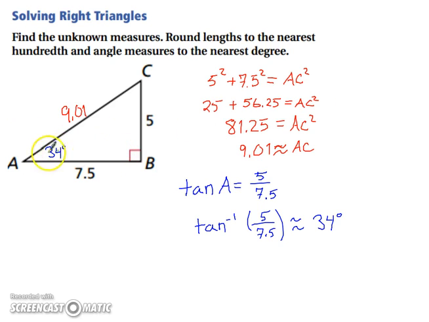Since we have two measures of our right triangle, we can simply take 90 and subtract 34 to get our angle C. So 90 minus 34 equals 56 degrees. We have now found our three missing pieces: angle A, angle C, and the side length of AC. Take a moment and try this next one on your own.